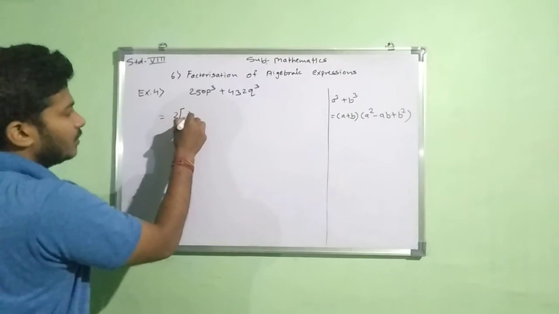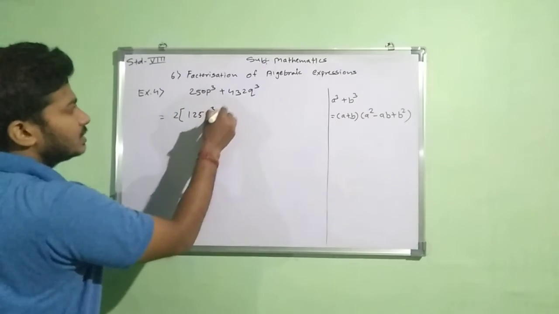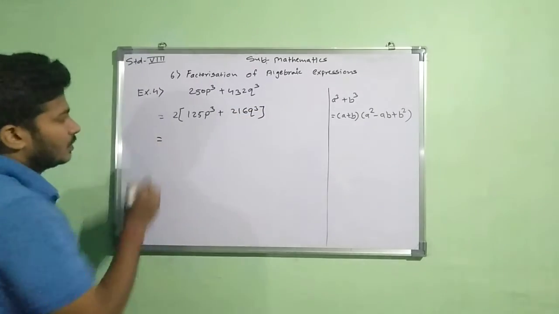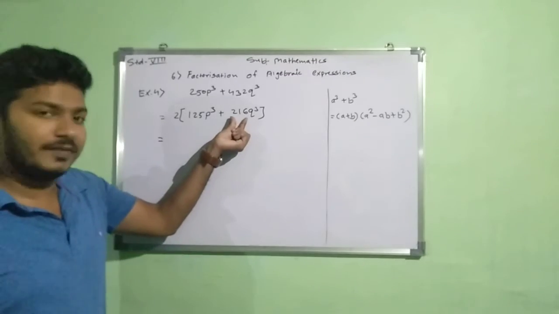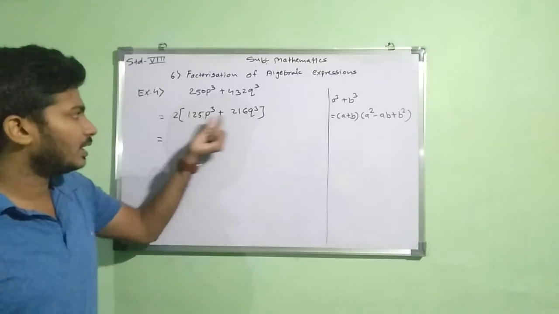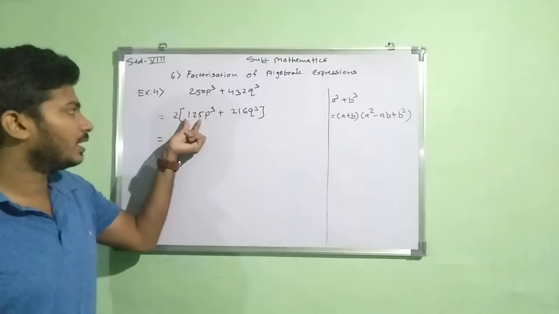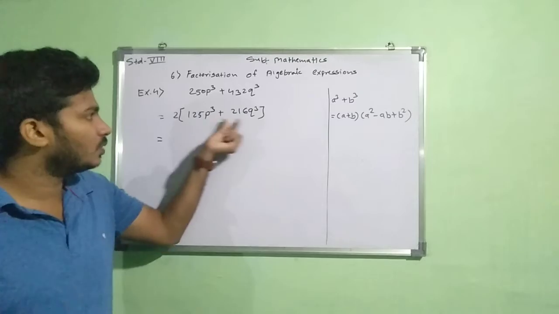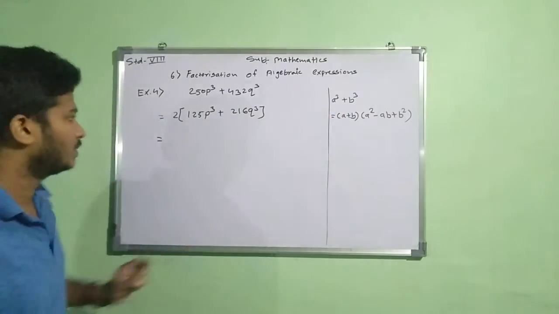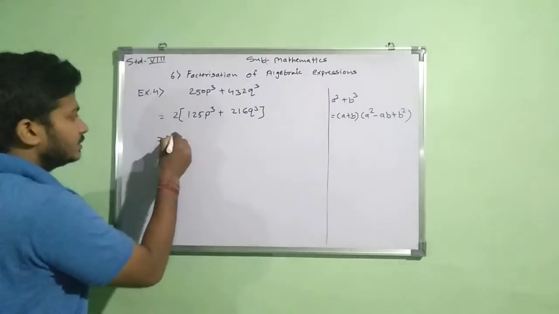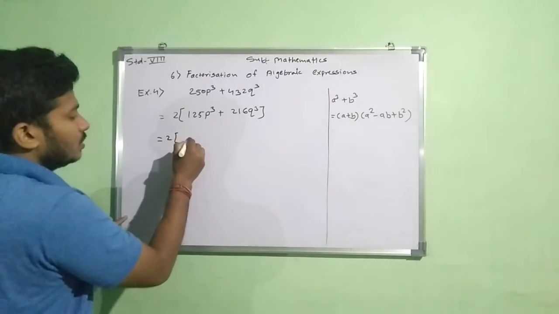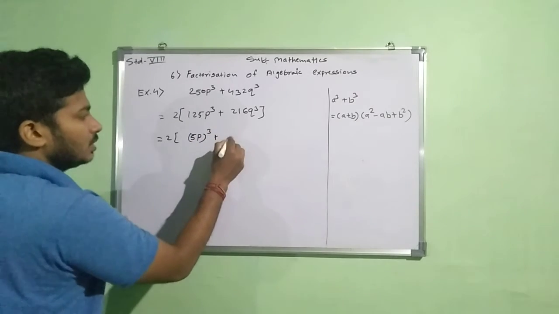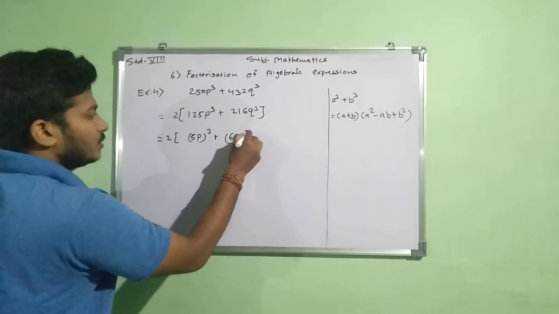After taking 2 as a common factor, in the bracket 125 p cube will be there, plus 216 q cube will be there. Now if you look at both coefficients of p and q, 125 and 216, 125 is the cube of 5 and 216 is the cube of 6. Now we can write both terms in the form of a cube plus b cube. So 2 will be as it is throughout. Now that 125 p cube we can write (5p) cube plus (6q) cube.